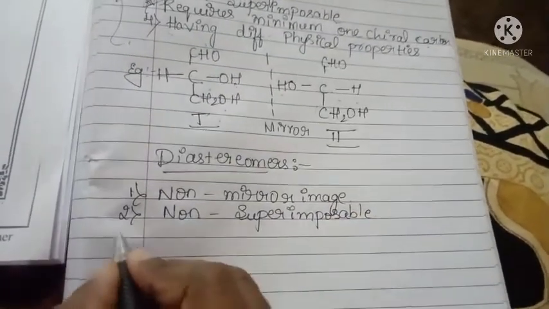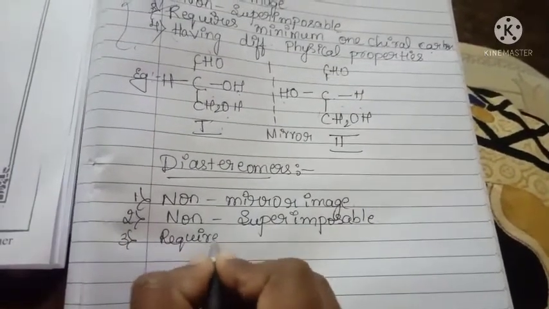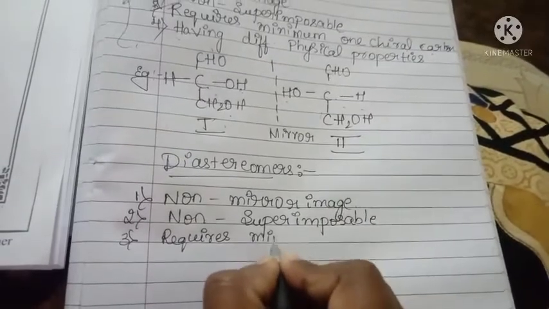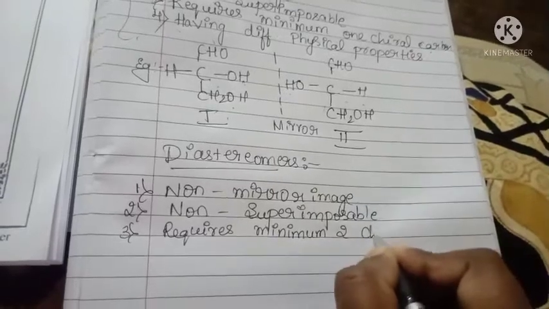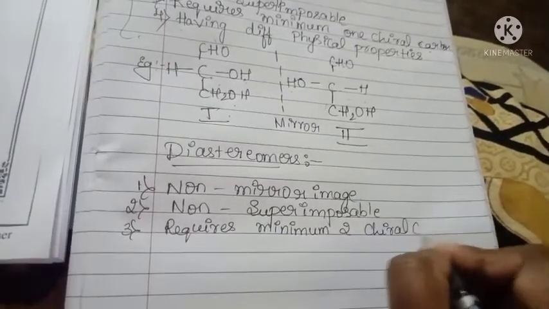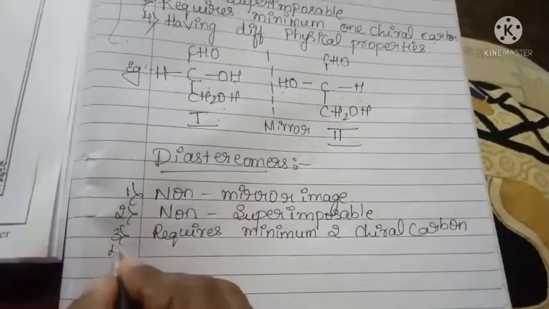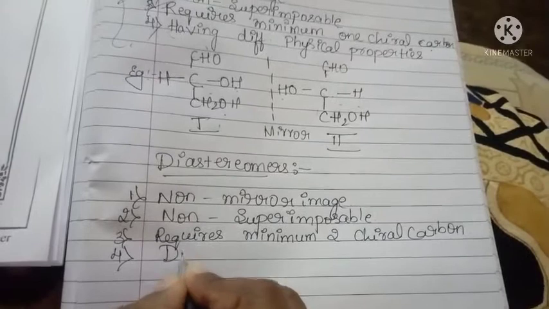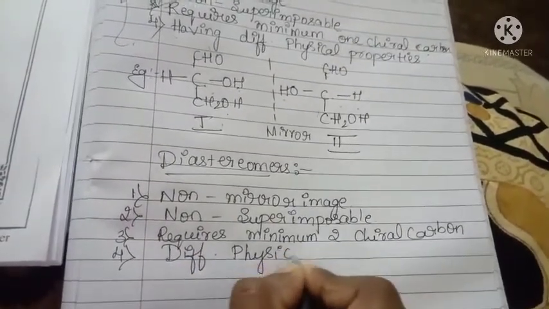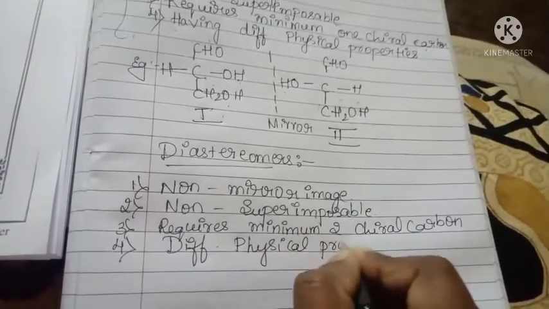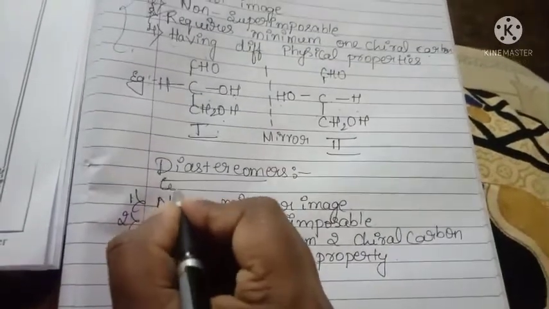Then here it requires a minimum of 2 chiral carbons. Last one is different physical property. These are the conditions for diastereomers.